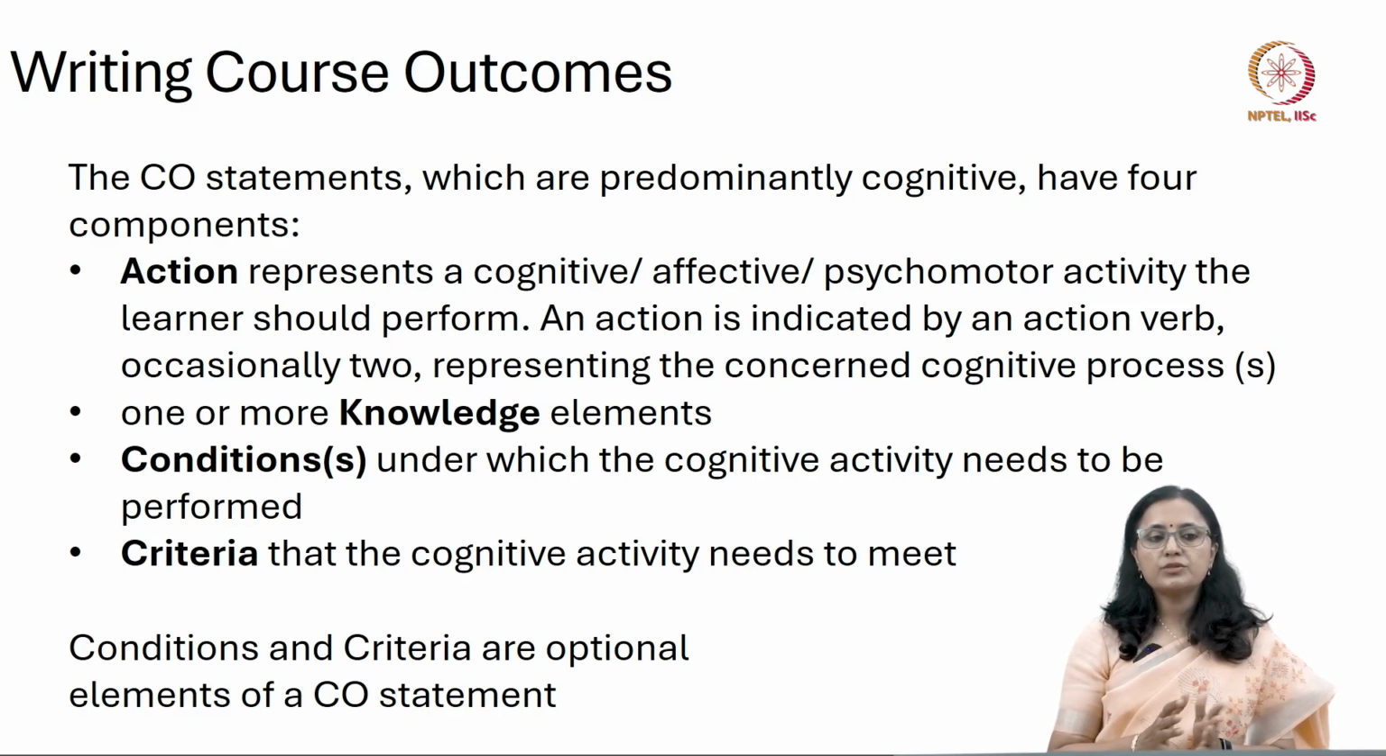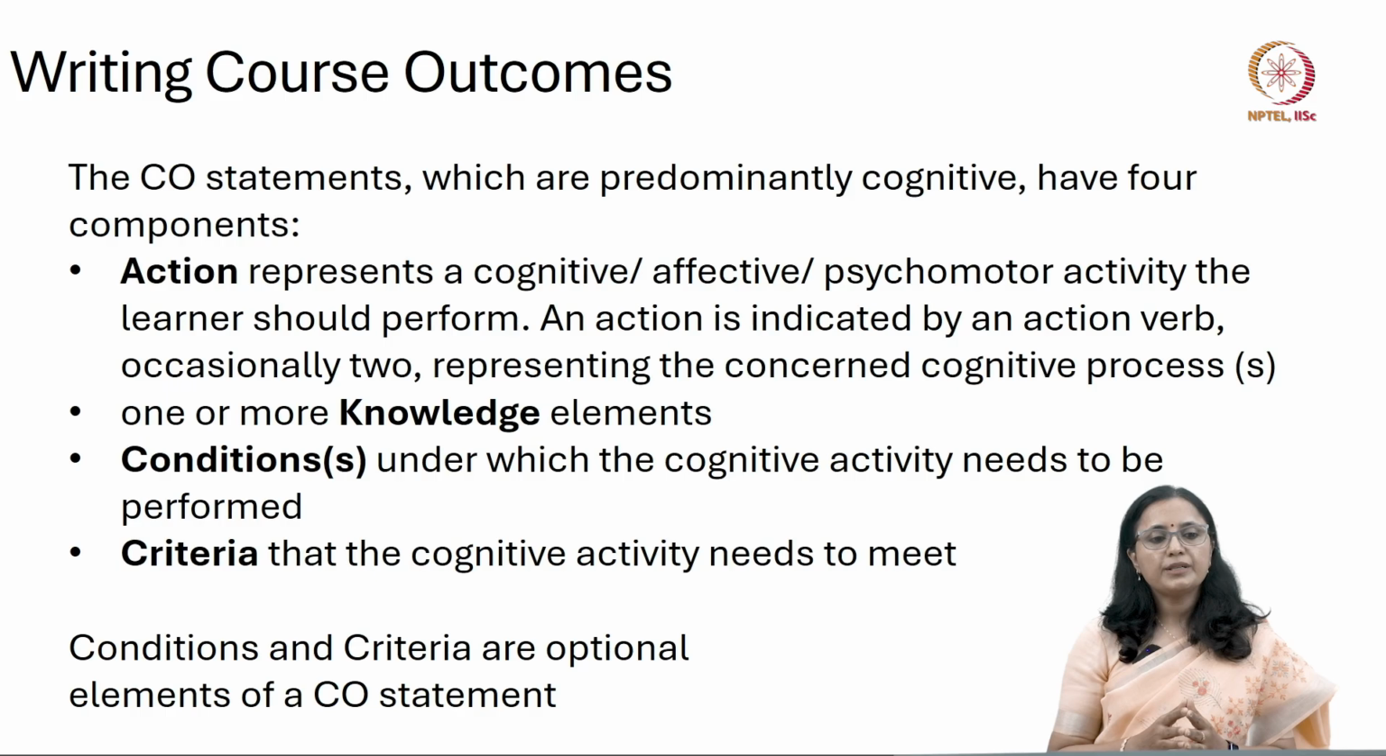The second component of a course outcome is the knowledge element. You can have factual knowledge, conceptual knowledge, procedural knowledge, and metacognitive knowledge. And you can also have more than one knowledge element in a course outcome.